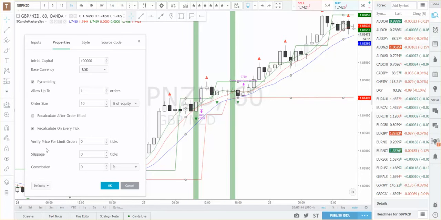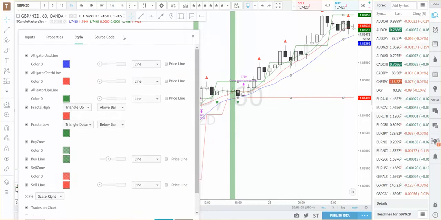And I haven't really played around with these, but you can add slippage and commission. You can add commission also as a percentage, or per order or per contract. You can change this as well. You can make this contracts, US dollar or percent of equity. Currently it's just defaulted to percent of equity.